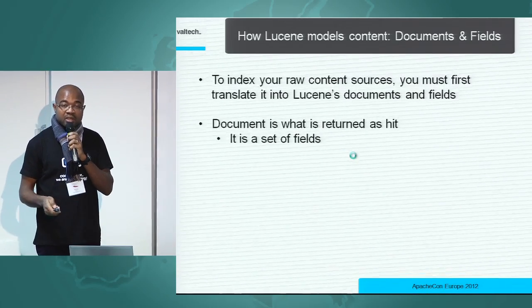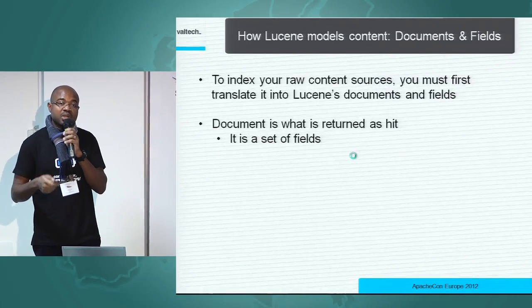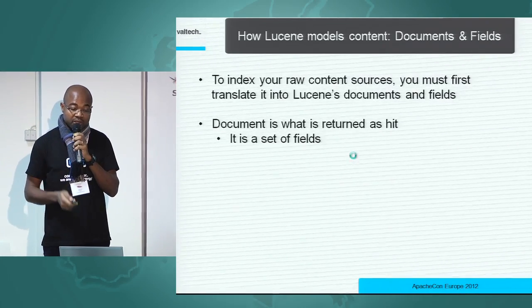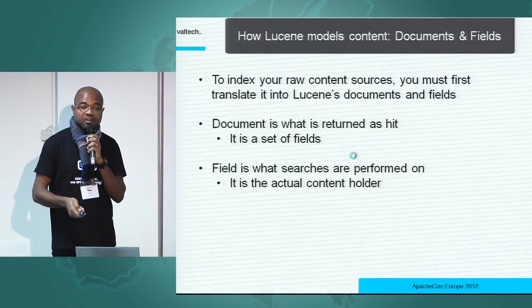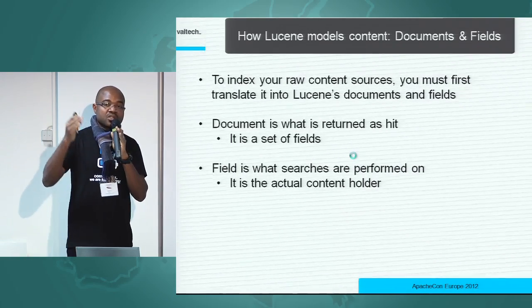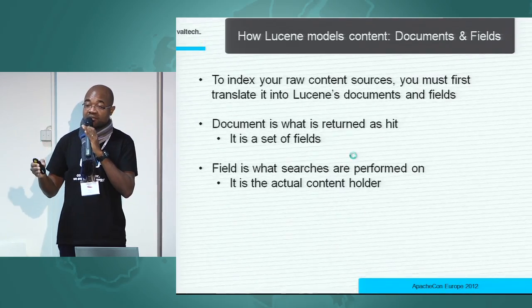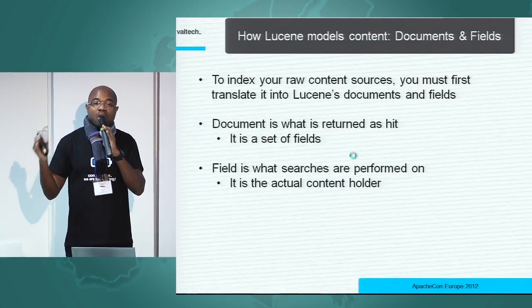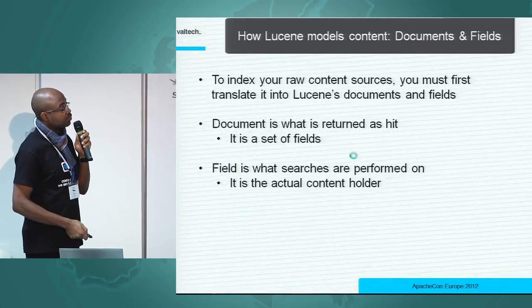A document is what is returned as a hit. When a user makes a search, you return a document, but it's not actually the content holder. It's just a set of fields, and a field itself is what searches are performed on. It's the actual content holder. For example, if you are indexing an article, the article can have an author field, an abstract field, and then all those fields will be merged in one entity called a document.